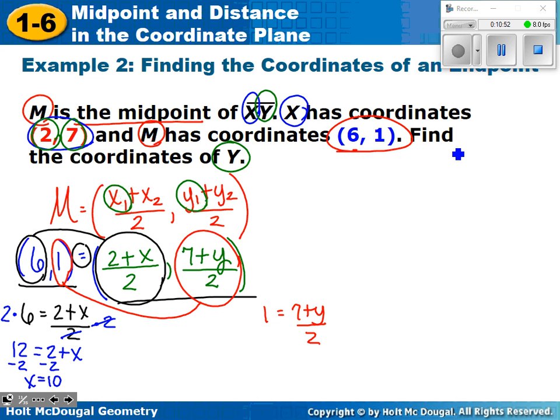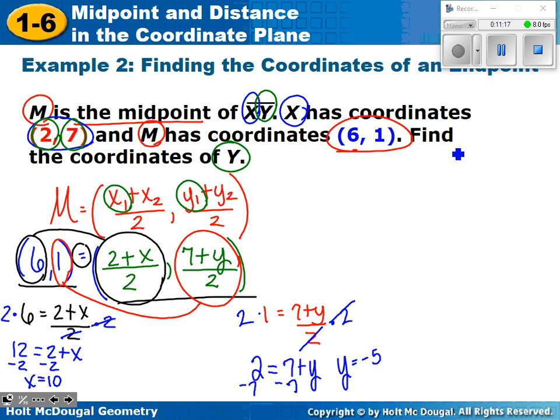Come over here. We're going to do the exact same thing to solve for y. The opposite of dividing by 2 is multiplying by 2. Dividing and multiplying cancel. 2 equals 7 plus y. And then what do we do here? Subtract 7. And what is 2 minus 7? So y equals negative 5.